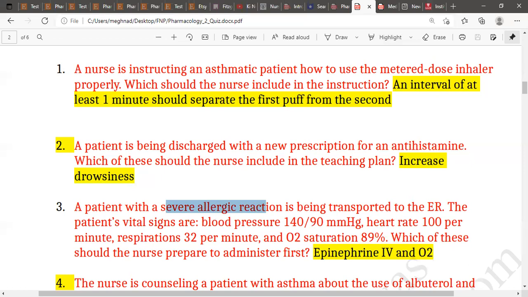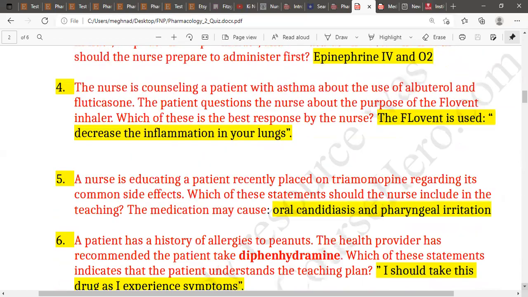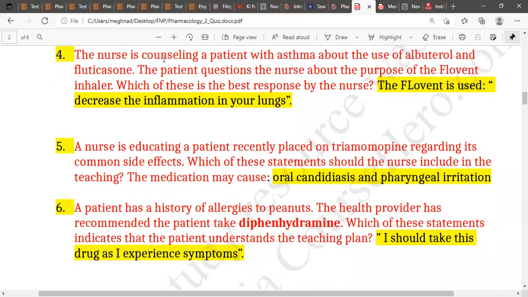And next question here, a nurse is counseling a patient with asthma about the use of albuterol and fluticasone. The patient questions the nurse about the purpose of the Flovent inhaler. Which of these is the best response by the nurse?